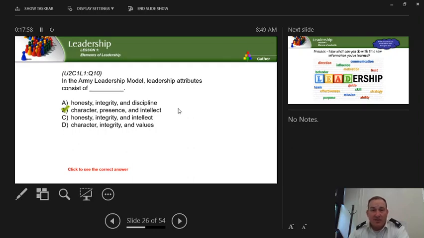Uniform. If we talk about uniform, you expect your leader to be a role model. They have their stuff all squared away. Before they start saying anything about your uniform, theirs needs to be pretty tight, pretty squared away.